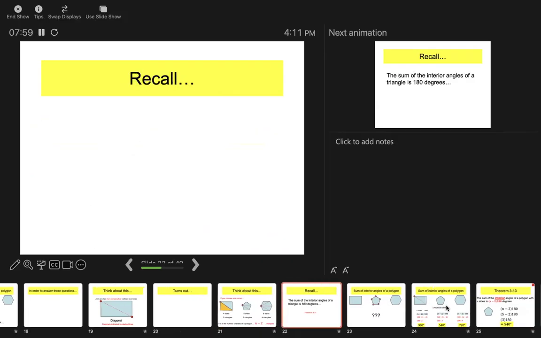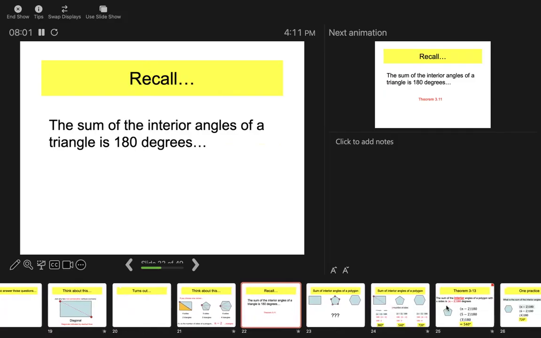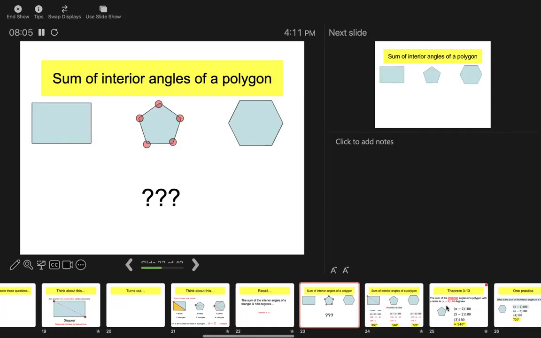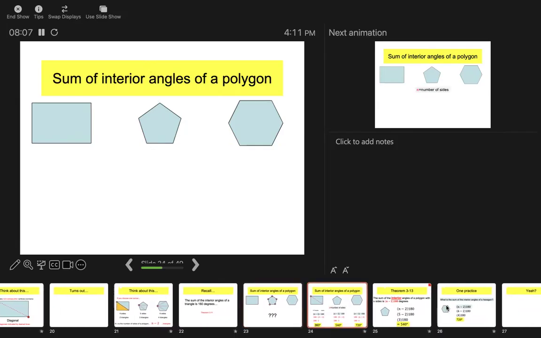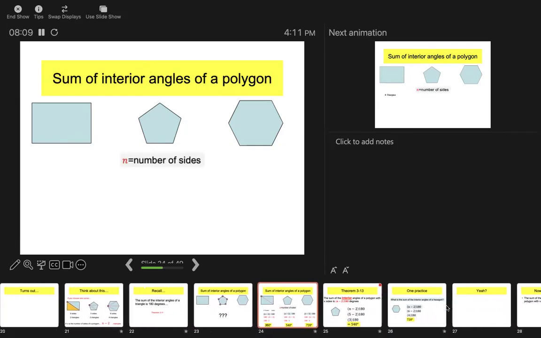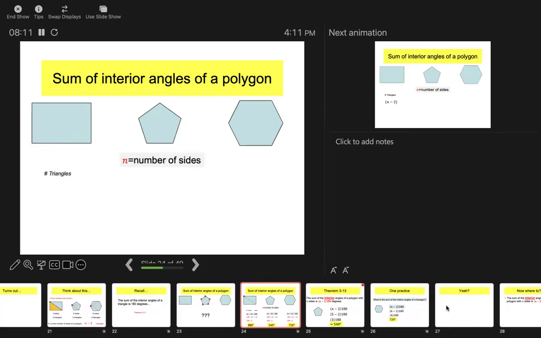the hexagon. All right, well, we'll recall that the sum of the interior angles of a triangle is 180. We've proven that. That's theorem 311. So let's apply that to what we just did. If n is the number of sides, and n minus 2 is the number of triangles that you make, and every triangle has 180 degrees, right? So it would be n minus 2 times 180, which would be the sum of the interior angles of any polygon.